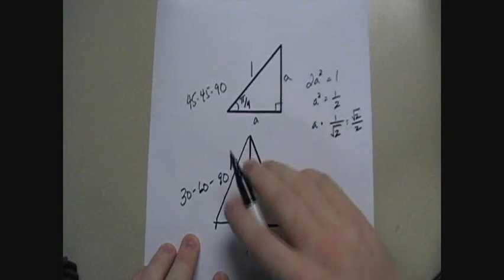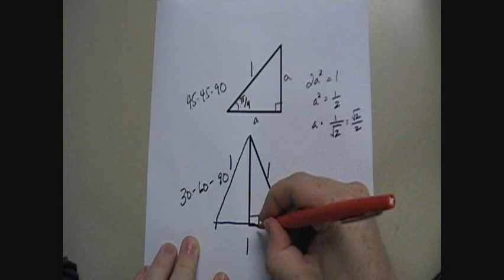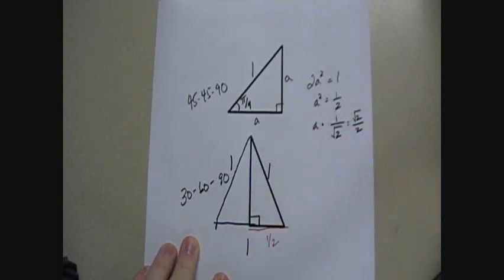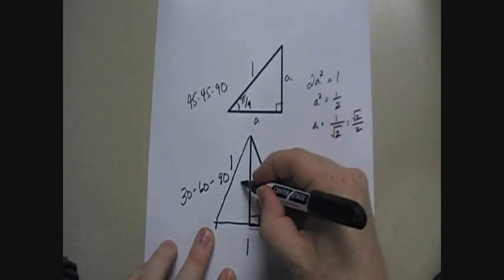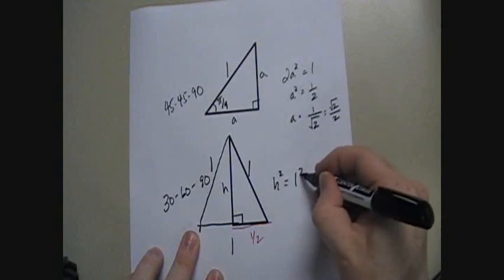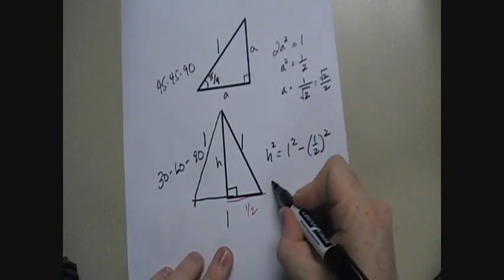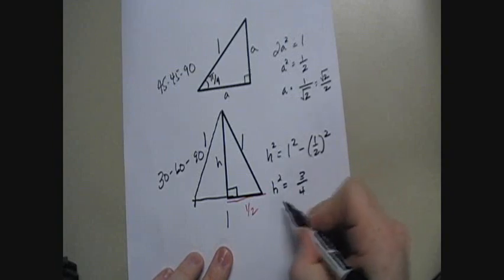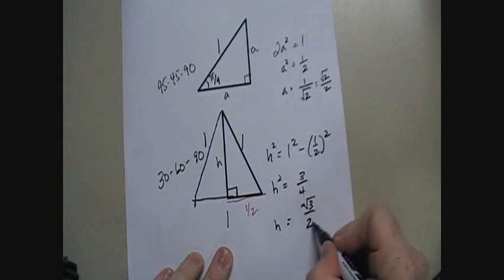So each side is 1. Well, if each side is 1, that makes this right here 1/2. So using the Pythagorean theorem again, it's funny how we always come back to that. We've got that the height squared is equal to 1 squared minus 1/2 squared. So height squared, 1 squared minus 1/4 is 3/4. Take the square root, we have that h is equal to square root of 3 over 2.